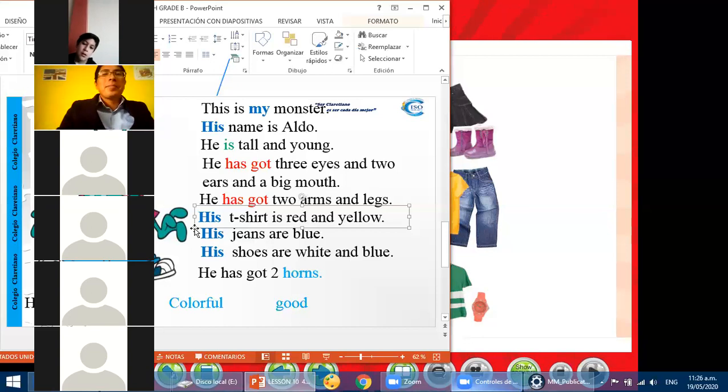This is my monster. Her name is Flora. She is short and a young lady. She has got 7 arms. She has got a skirt. She has got 2 eyes and a small mouth. She has got 2 hair. Okay, thank you, Vanessa. Was good. Rihanna, please now.